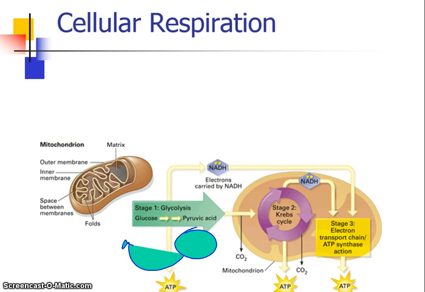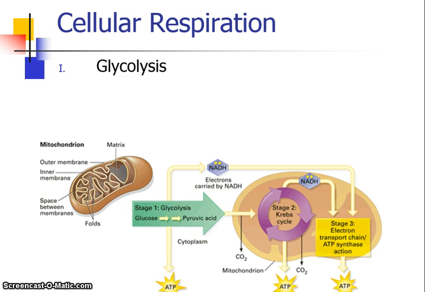So for cellular respiration, there are three parts. Glycolysis is a precursor. This process is done by all living things. So bacterium, eukaryotic cells, everything can do glycolysis.